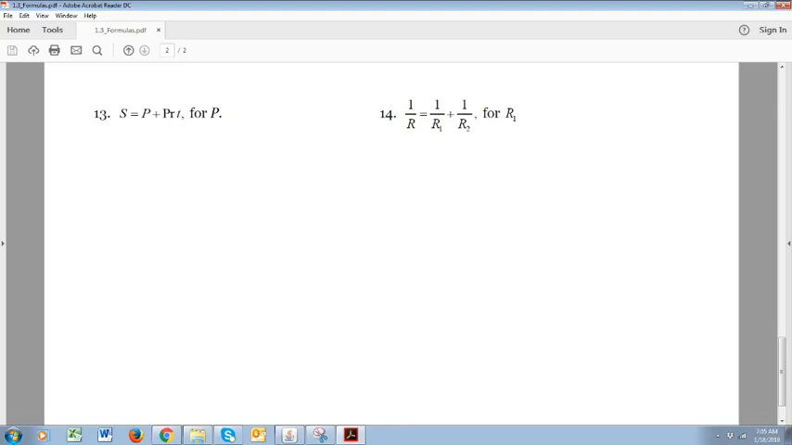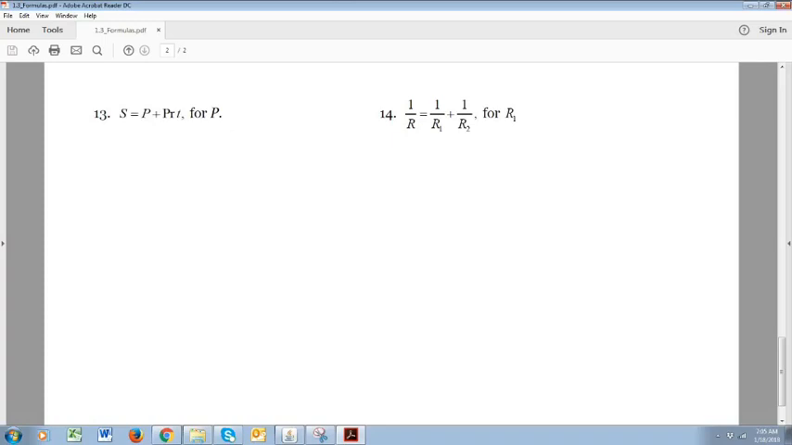Alright, we've got 2 more. And again, here's where things start getting a little more challenging. Look at number 13. We're supposed to solve for p, but p is in both of the terms on the right side of this equation. So how do we get p by itself? We can't combine these terms because they're not like terms. We don't really have a nice way to combine them.